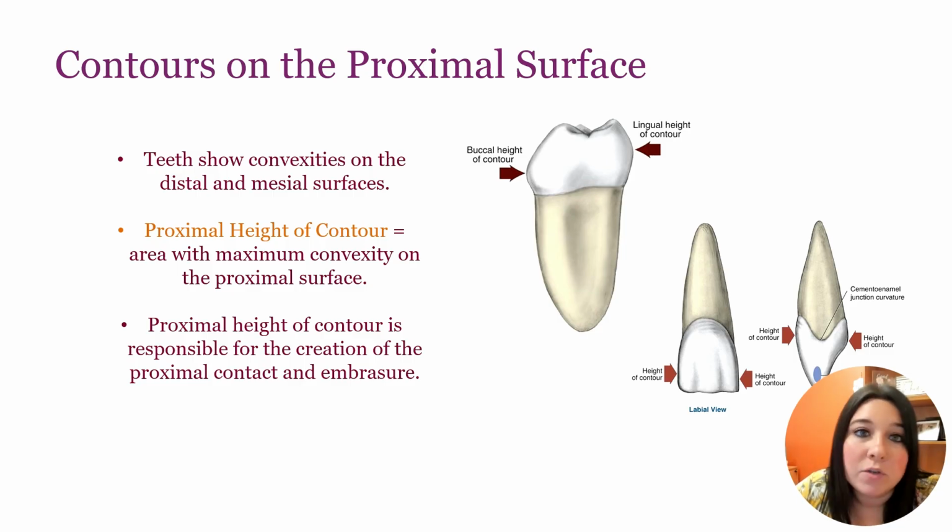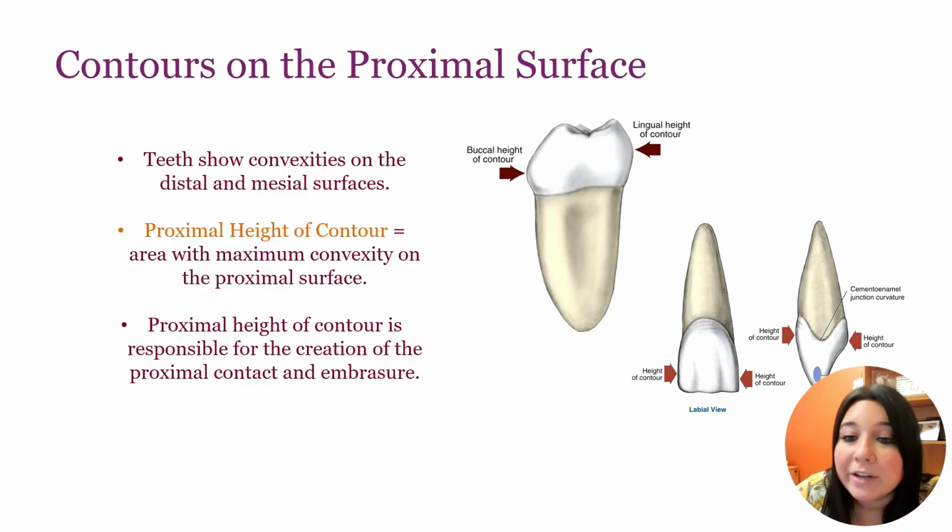An ideal contour between two adjacent teeth is necessary to maintain tooth position and dentition stability. It's going to keep the teeth from moving and shifting. Also prevents food from getting stuck in between teeth and facilitates hygienic cleaning.